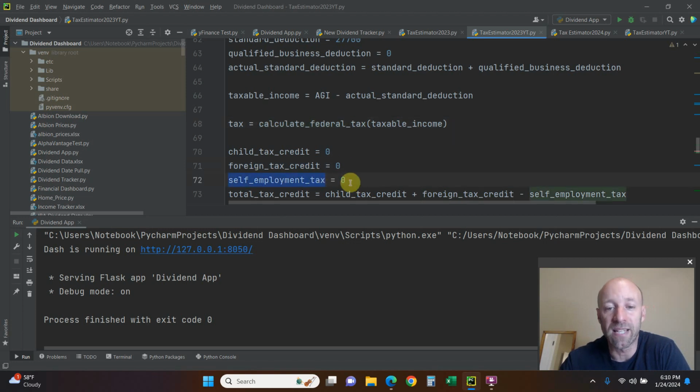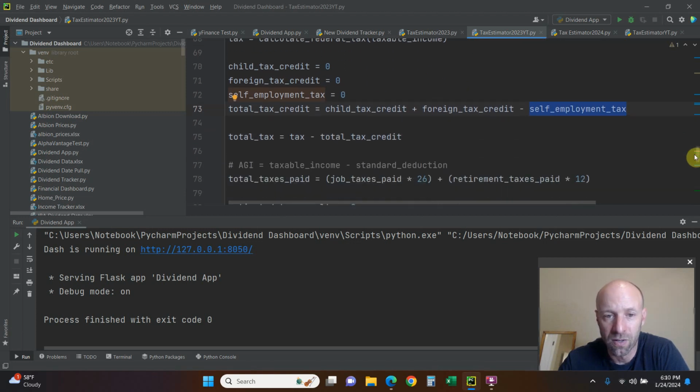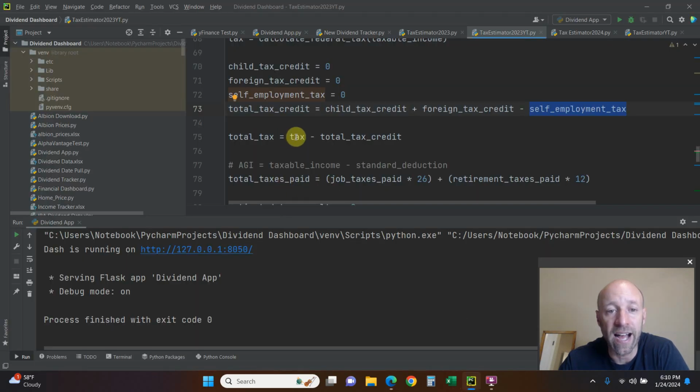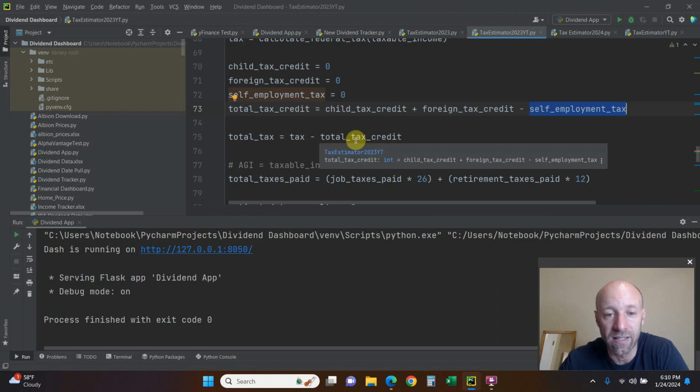And then self-employment tax, you get taxed for being self-employed. I'm going to keep my comments to myself because it's YouTube, but that's whack. And so your total tax credit is your child tax credit, right, which is going to lower your tax, plus foreign tax credit, which lowers your tax, minus your self-employment tax, which adds to your tax. So your total tax, which is all the way down here, is the tax minus your total tax credit.